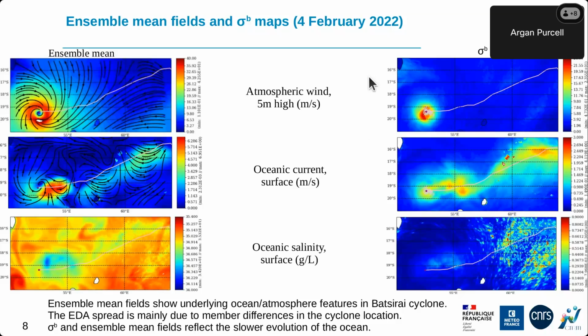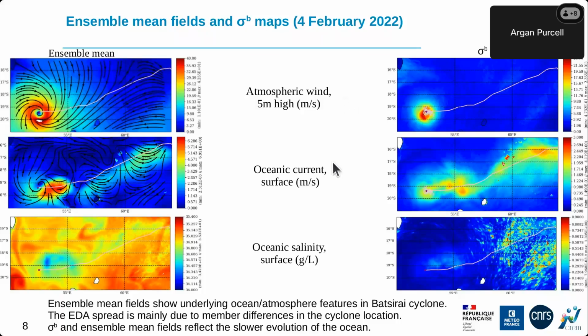When we look at the sigma b's of the atmospheric wind, we can see that we have errors that are located around the eye wall, close to the wind maximum, and that here, with the gray crosses, all the different members don't place the cyclone exactly at the same place. So we deduced that the background errors mostly come from these differences in location.